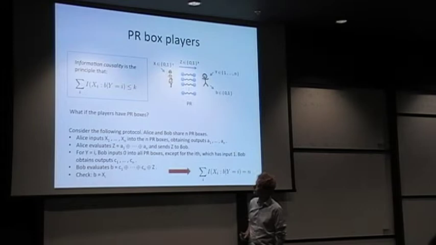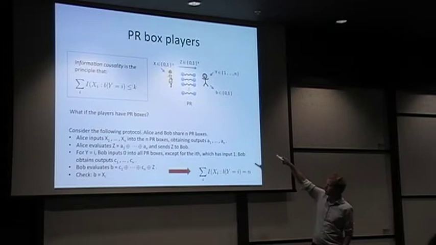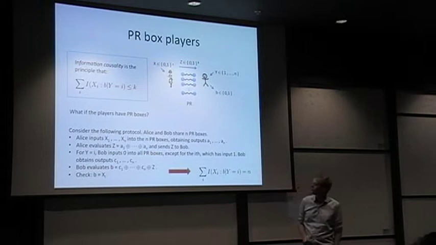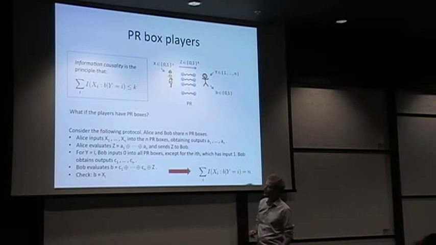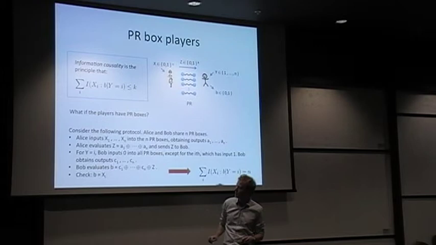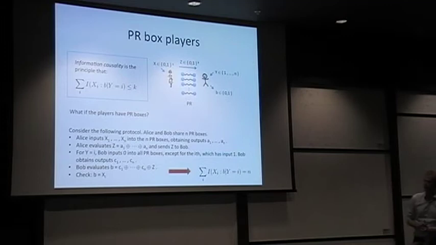Now, if Bob's input y takes the value i, he'll just input 0 into all his PR boxes, except for the ith, into which he'll input 1. From those boxes, he'll obtain outputs, call them C1 to Cn. And then he evaluates the sum mod 2 of all those C's, and also adds on the value of Z, which Alice sent him. And from this, and the rules governing the behaviour of PR boxes, it's easy to check that Bob's output B will always be equal to Alice's bit xi. Hence, if you work this thing out, you get n.